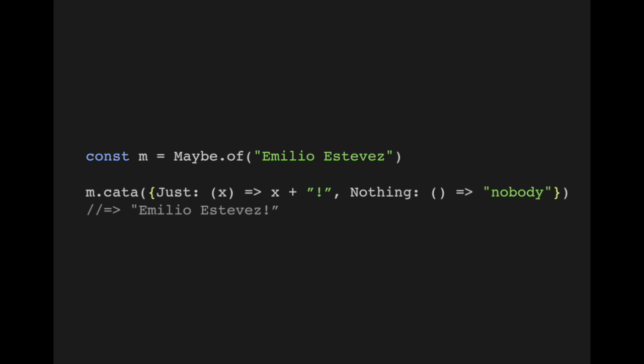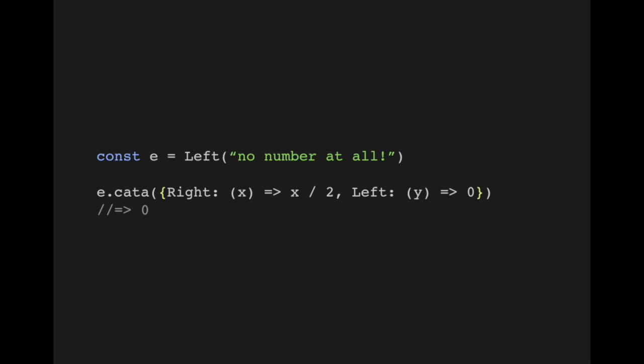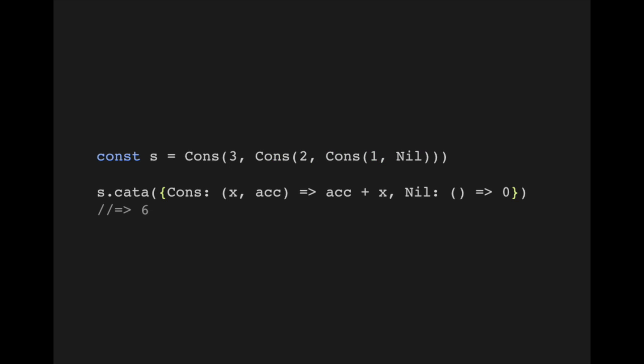Now, if we have a maybe of Emilio Estevez, we can pattern match on each of its constructors and give it a corresponding function with the arity of the property inside. That is, just has one value inside it, so that's the argument to the function, whereas nothing has no value and it gets no argument. Now, with the left or either type, we can give it a right or a left, and they both hold a value, so they both get an argument, and we can interpret this structure to get a 0 or divide by 2. And we can do the same thing with a linked list.